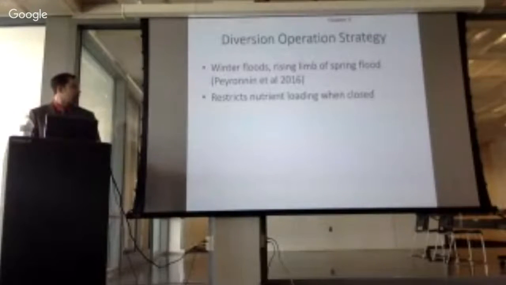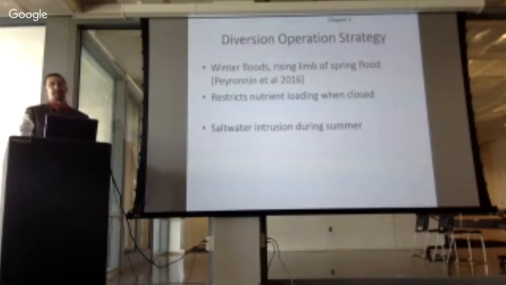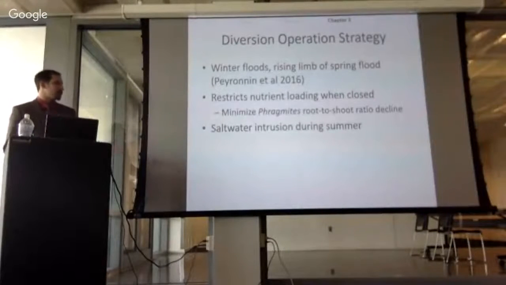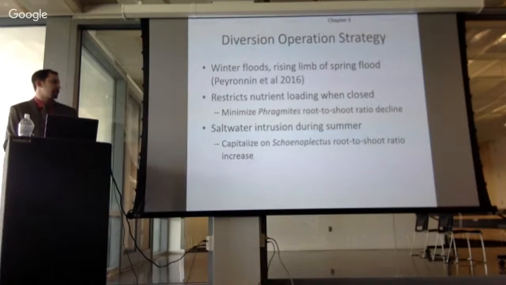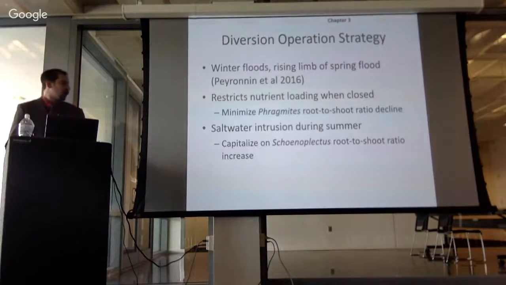In terms of what that means for my treatments, when those floodgates are closed, you're going to restrict the amount of nitrogen from upstream that gets introduced into the river. And then those basins could be subject, as I said, to those saltwater intrusion events, even if the river is not super low, because again, the gates are closed. So that would serve, if my results are able to be compared to natural systems, that would minimize the root to shoot effect on Phragmites caused by excess nitrogen, and possibly could take advantage of the root to shoot ratio increase of Schoenoplectus. When you do have saltwater intrusion, that could possibly serve to actually strengthen the bush.